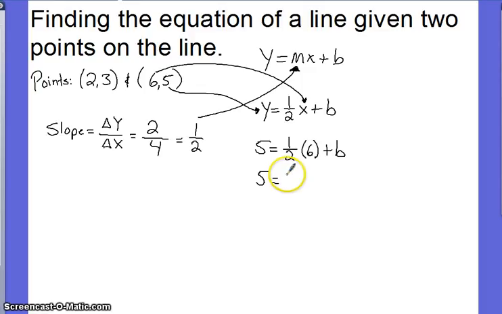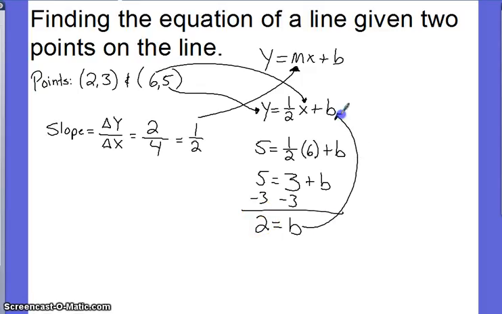1/2 times 6 is 3 plus b. Add a -3 to both sides, and I get that 2 is equal to b. So now I know that b is 2. I have my last piece of my equation, and I can plug that in here for b. So my final equation for the line that goes through these 2 points is y equals 1/2 x plus 2.